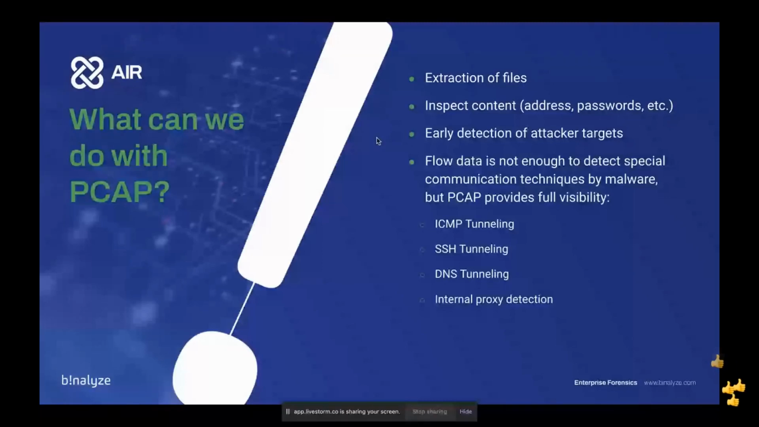And even though we provide two types of acquisition, network capture modes, you can use PCAP for more visibility, and that way you can detect ICMP tunneling, SSH tunneling, DNS tunneling, and internal proxy detection. Or you can also use the NetFlow data, which can be easily inspected, even using just a basic text editor or Microsoft Excel.